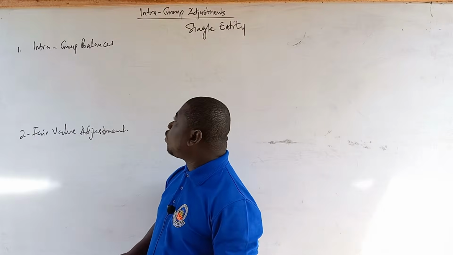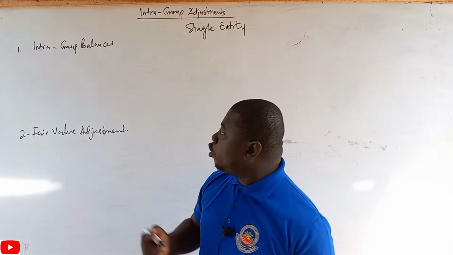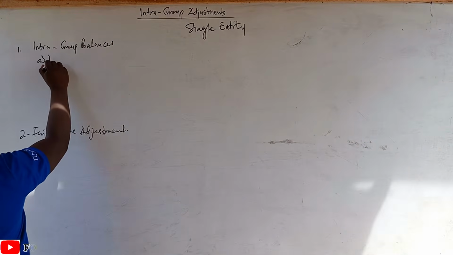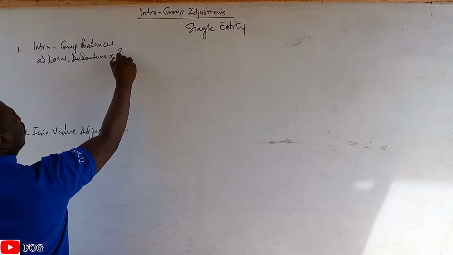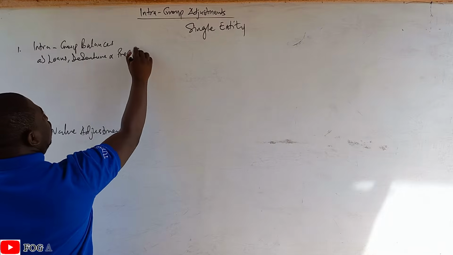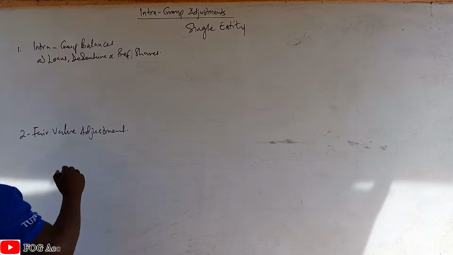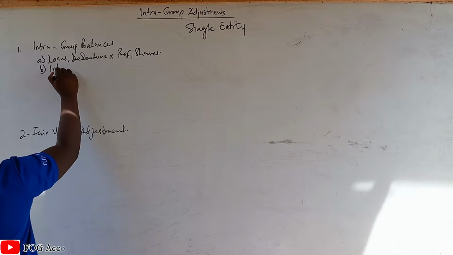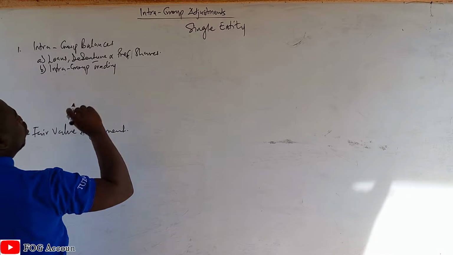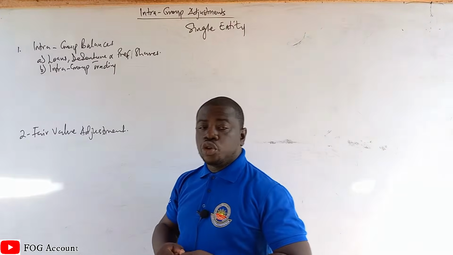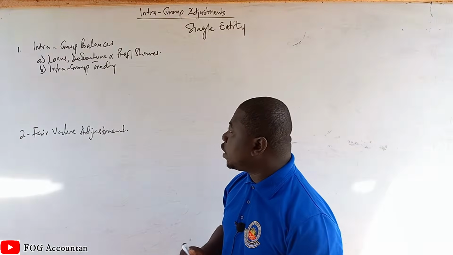Now, when we talk about intra-group balance adjustment, there are four basic things that we are going to talk about. I'm going to talk about intra-group loans, debentures, and redeemable preference shares. This is one of the intra-group balances we're going to deal with. And then we're also going to deal with intra-group trading, where there is trading between two or more companies in the group, let's say a parent and a subsidiary. We are going to deal with that.